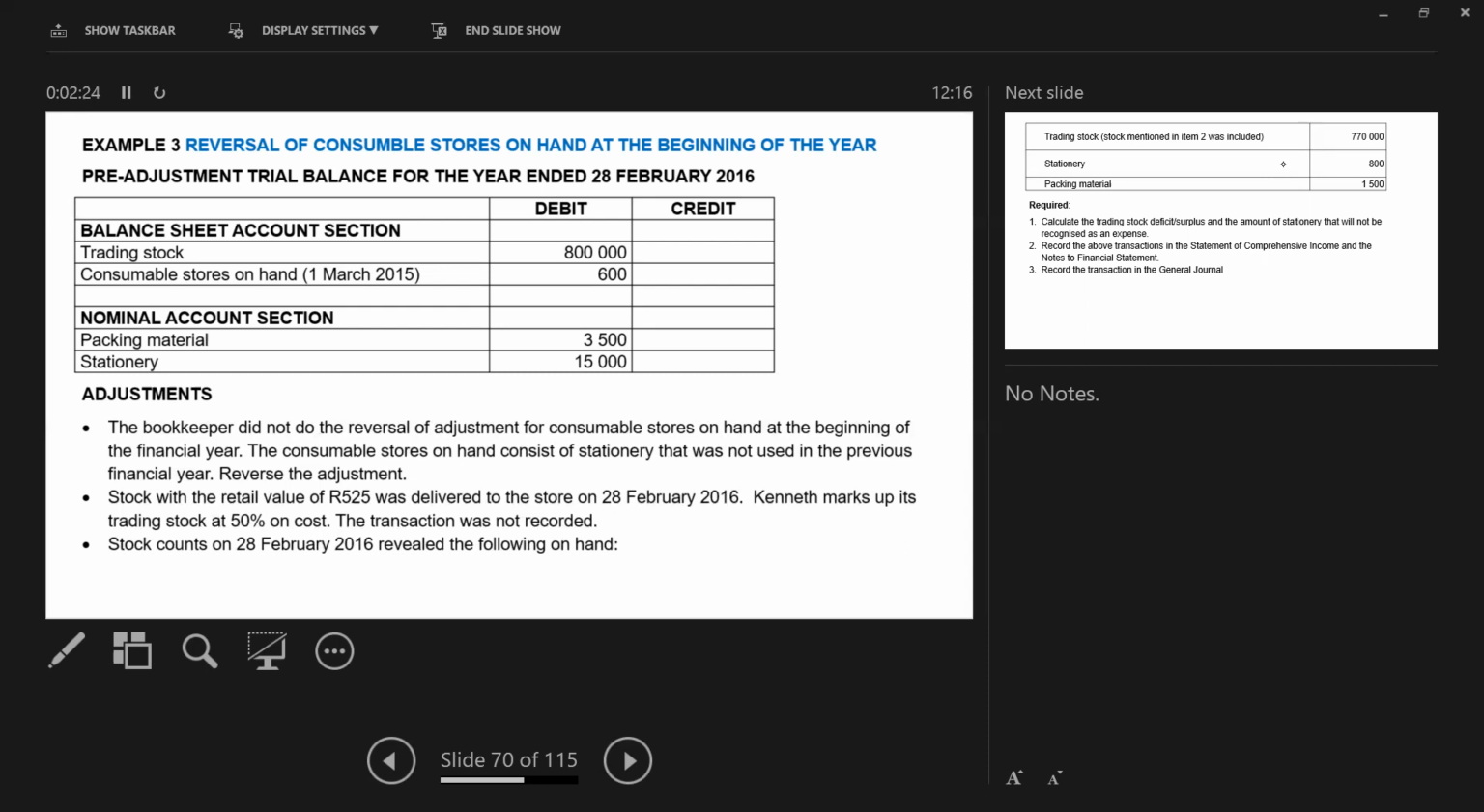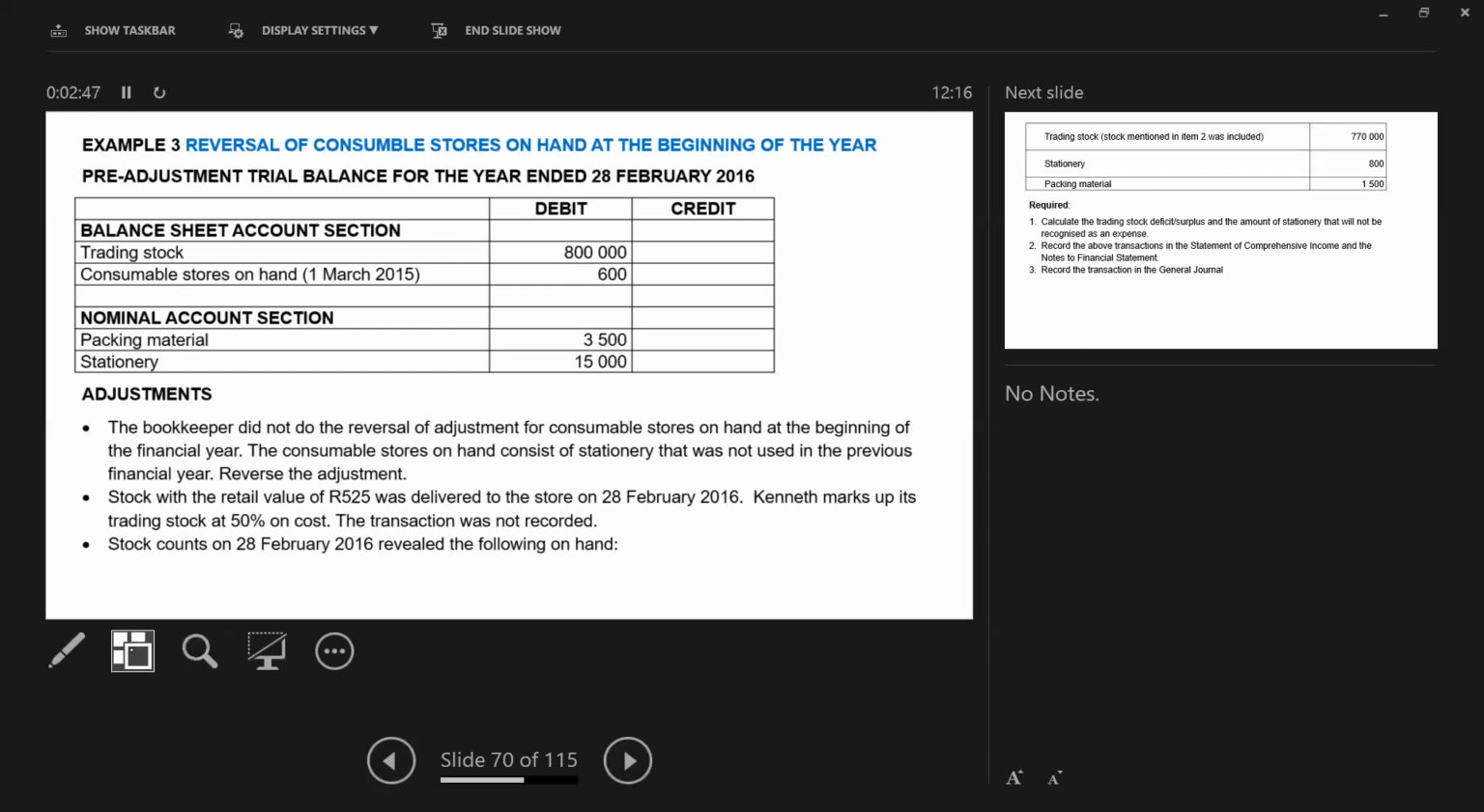However, here we are only given the retail value, which is the selling price. We know that Kenneth marks up its trading stock at 50% on cost. The transaction was not recorded. How do we record this?